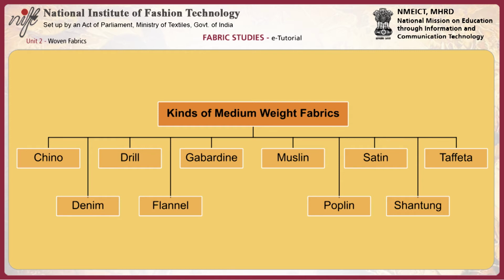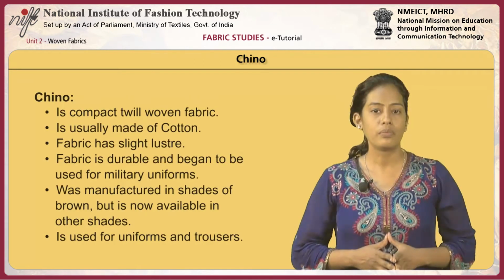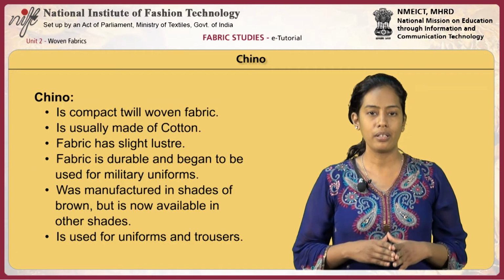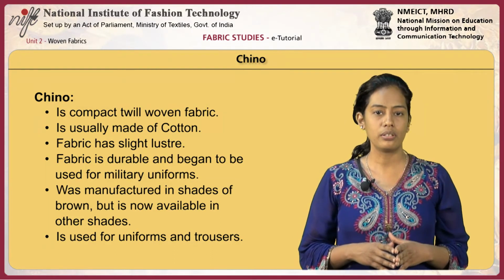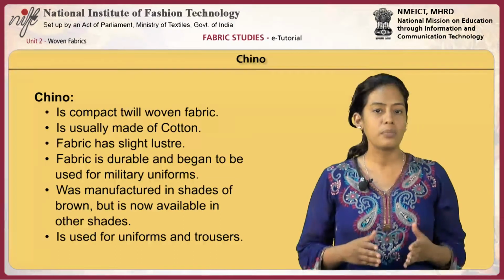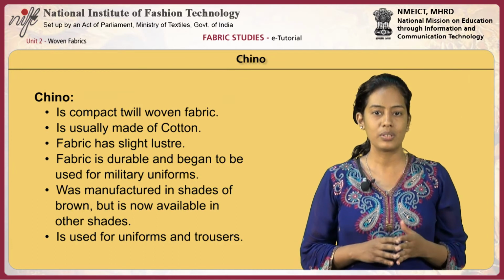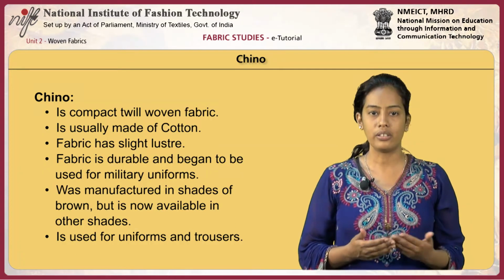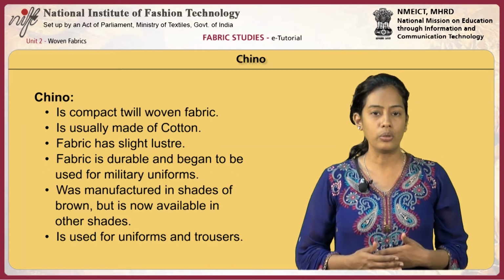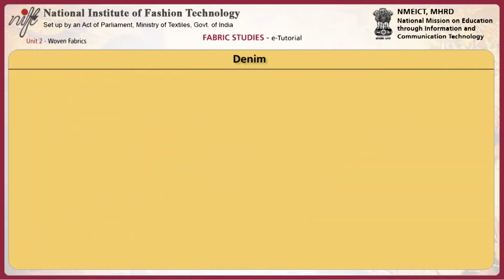These are the different kinds of medium weight fabrics. Let us now look at each of these fabrics. Chino is a compact twill woven fabric. It is usually made of cotton. The fabric has slight luster, is durable and began to be used for military uniforms. It was manufactured in shades of brown but is now available in other shades. It is generally used for uniforms and trousers.